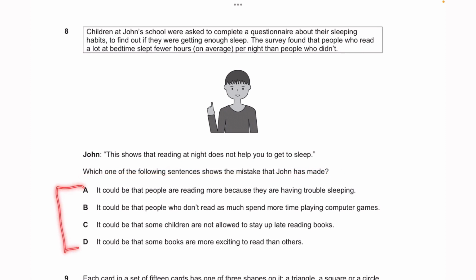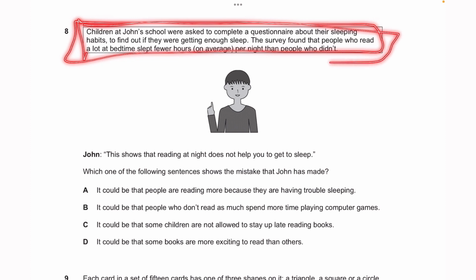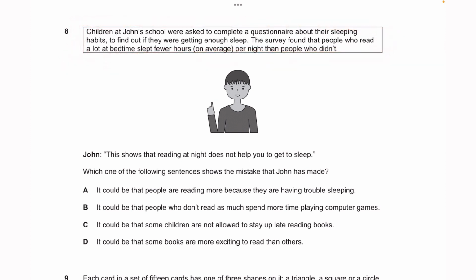And so we've got our options to identify the mistake that John has made. Well, first of all, once again, we have to identify what this is exactly about. The main idea here, if we have a look clearly, is that the survey found that people who read a lot at bedtime slept fewer hours on average per night than people who didn't. So that's our main idea here. John says this shows that reading at night does not help you get to sleep, and we need to find out which one of the following sentences shows the mistake that John has made.